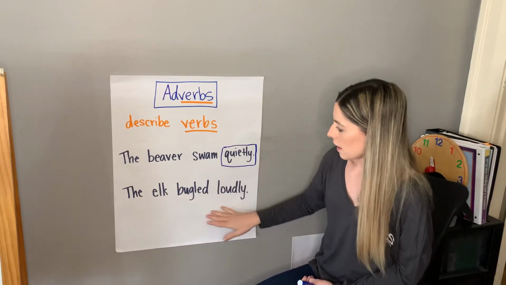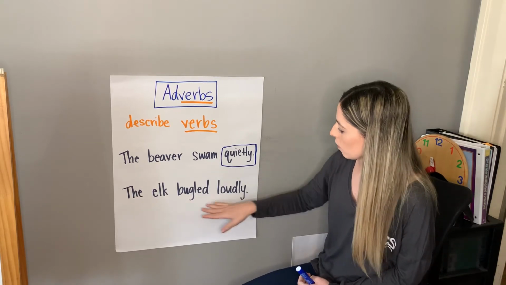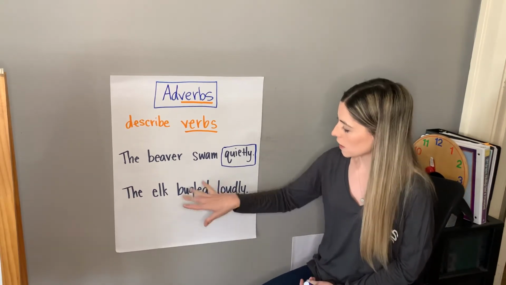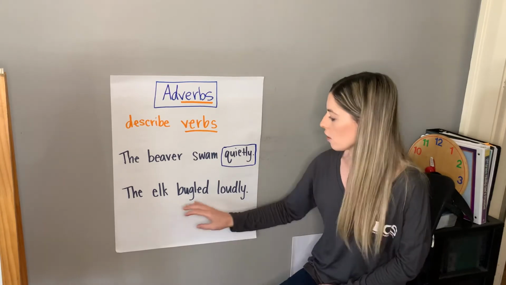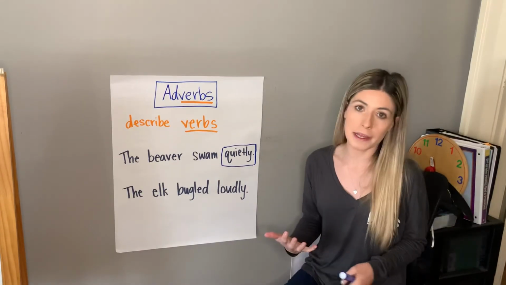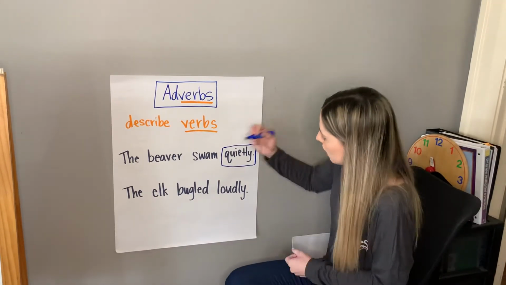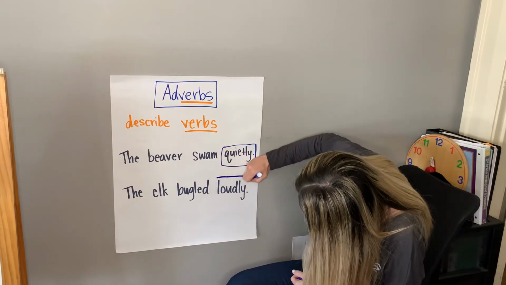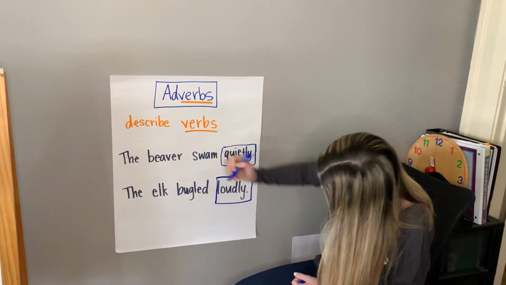Let's look at another sentence. The elk bugled loudly. I know it's kind of a funky sentence. The elk bugled loudly. How did the elk bugle? Loudly. Loudly is our adverb here.